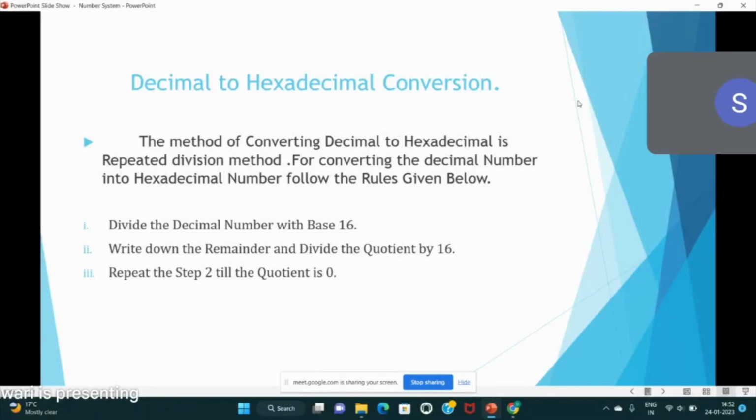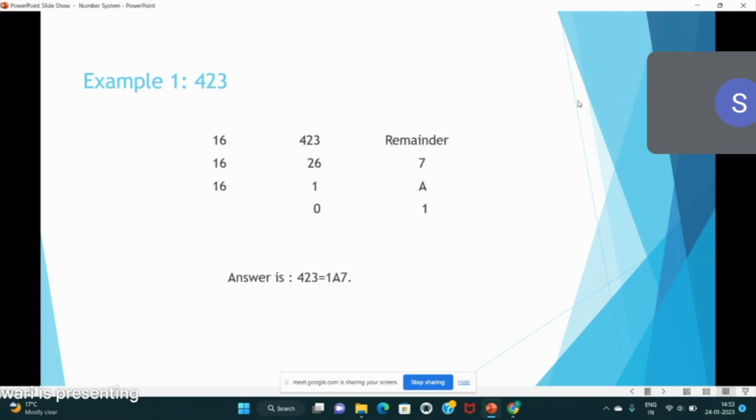The next conversion is converting a decimal number into a hexadecimal number. This is the repeated division method. In this, we have to divide the dividend by the base 16. As we know, the base of the decimal number system is 10 and of the hexadecimal number system is 16. Moving to the next step, we divide the quotient obtained from the previous division continuously by 16 till the quotient becomes 0. Here's one example.